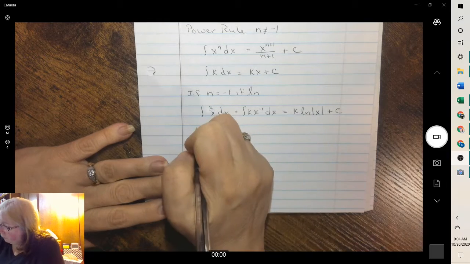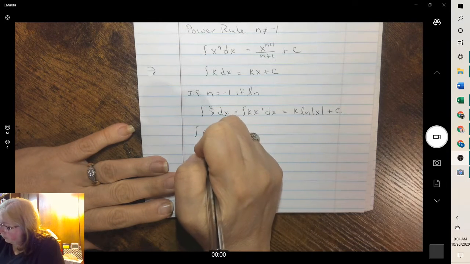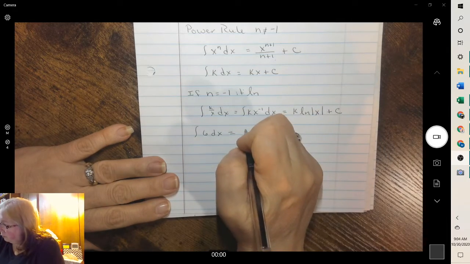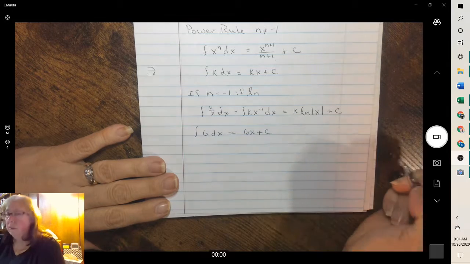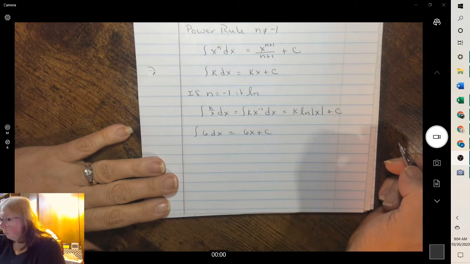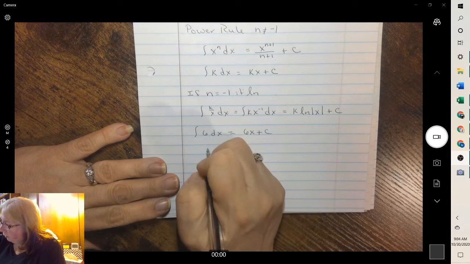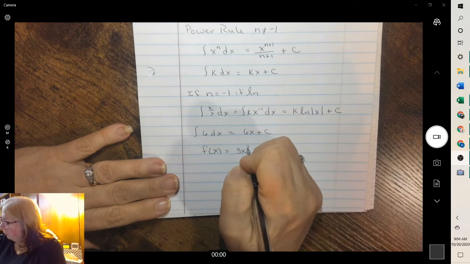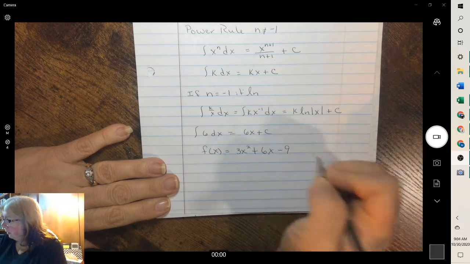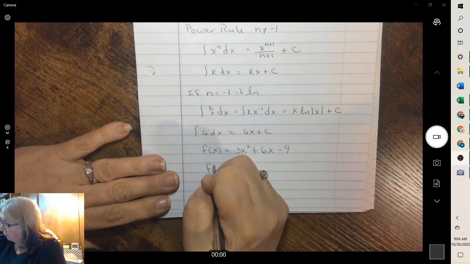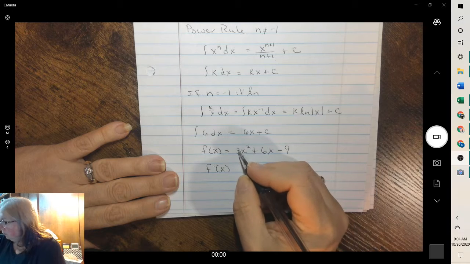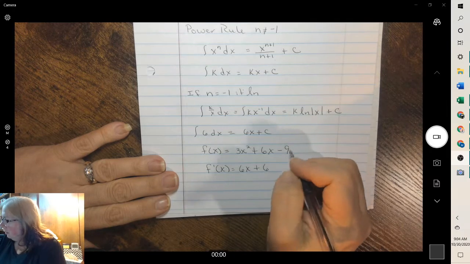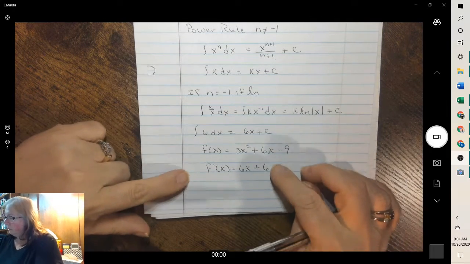Let's try some. If we have the integral of 6, that's the constant, it becomes 6x plus c. Let's look at 3x squared plus 6x minus 9. If we took the derivative of this, 2 times 3 is 6x to the first plus 6, and the 9 goes to 0. So what we're doing now is going backwards.